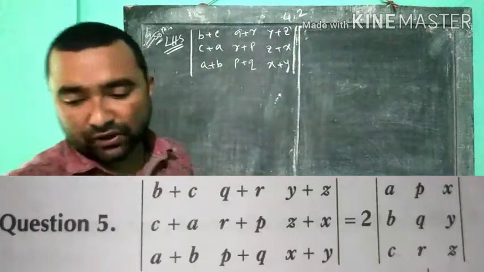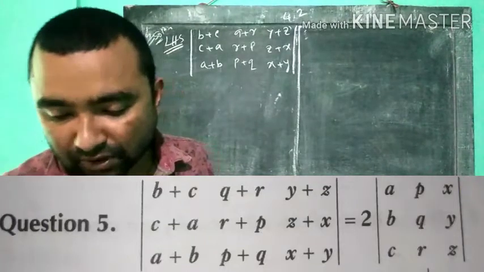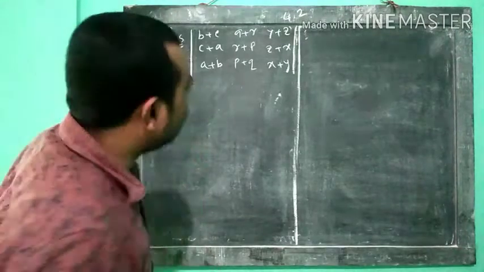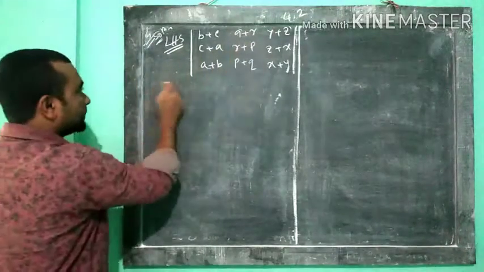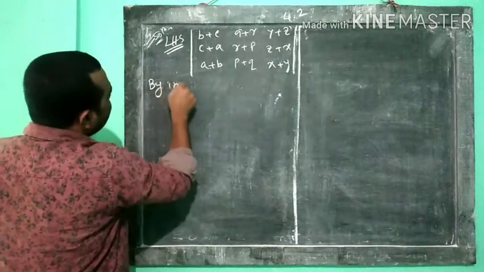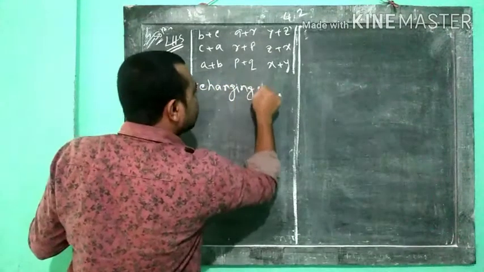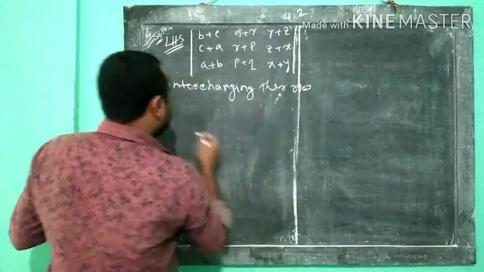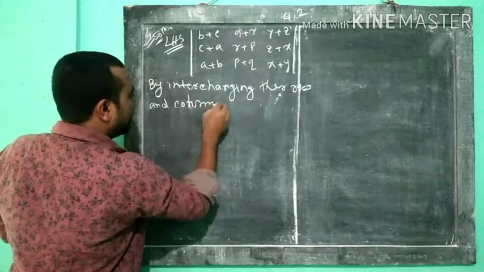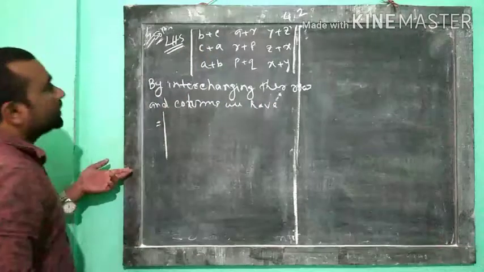Okay, now we are going to prove 2 whole into the determinant with first column A, B, C, second column P, Q, R, and third column X, Y, Z. Now we are interchanging the rows and columns. If we change the rows and columns, then what do we get?